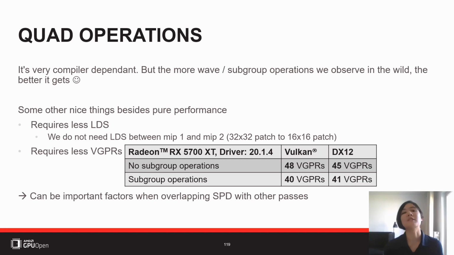So compared with the VGPR occupancy, we see a nice decrease in the Vulkan case, because for Vulkan it actually also increased the occupancy. On DirectX 12, not quite yet, but this can change from driver version to driver version, from compiler to compiler, and if you do small tweaks. So this is for the specific driver 20.1.4. But we see the general trend that when using quad operations, we have less VGPR usage. And this will probably stay the same. So the general trend is that we save VGPRs.